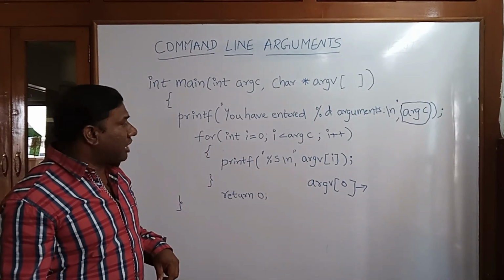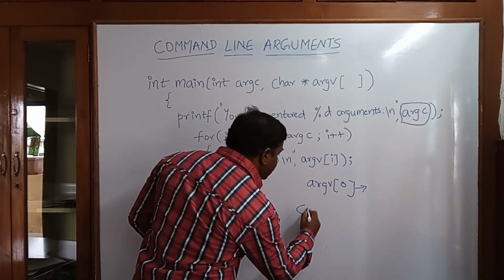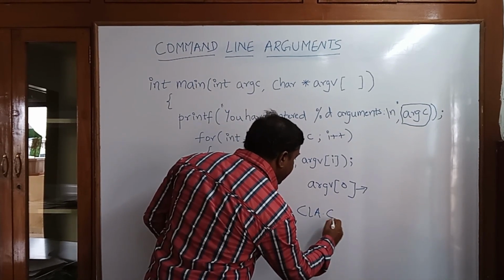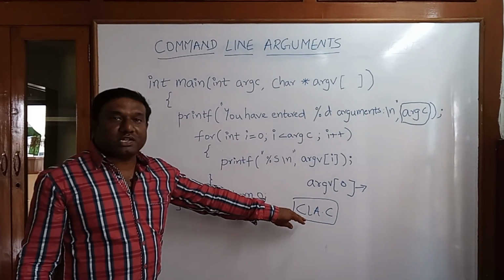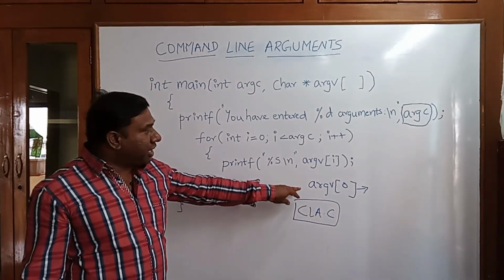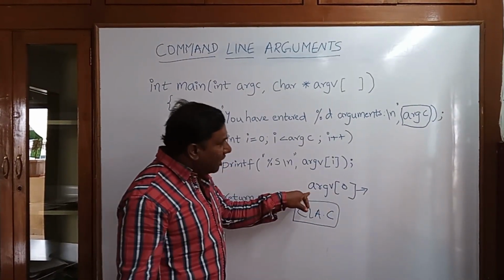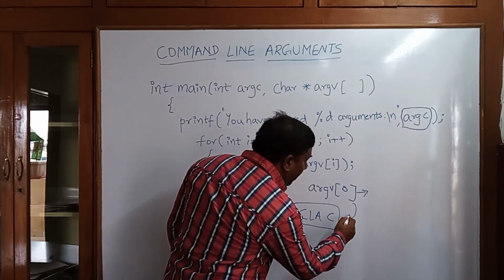So for this program, if we have given the program name as cla.c, command line arguments dot c, this is your program name. So this first element in this array will hold the program name.